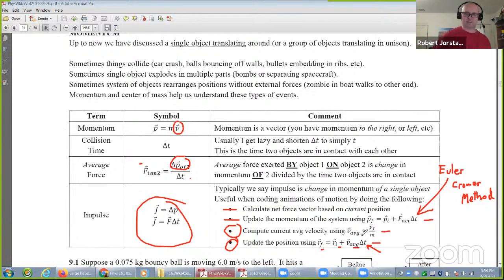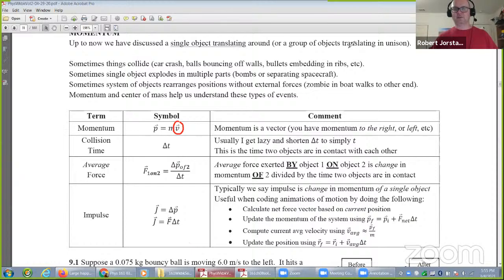Because if you chop up the time increment small enough, you could argue that, let me put it this way, we've accounted for all of the acceleration in this term right here, which gives us the average velocity. And if that average velocity is not a good average, we just chop up the time interval even smaller until it is a good average. All right, so that's something that we're going to learn.